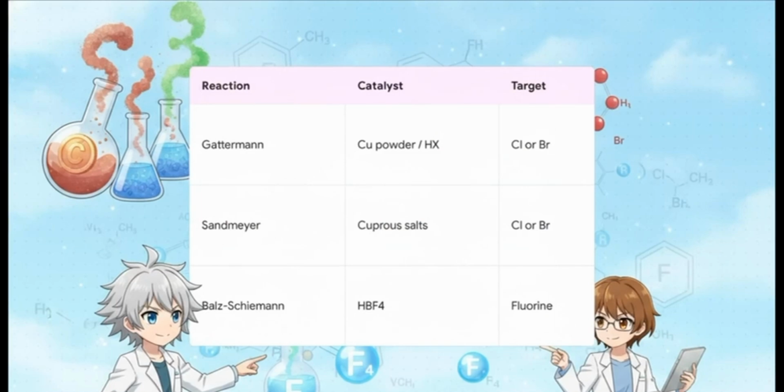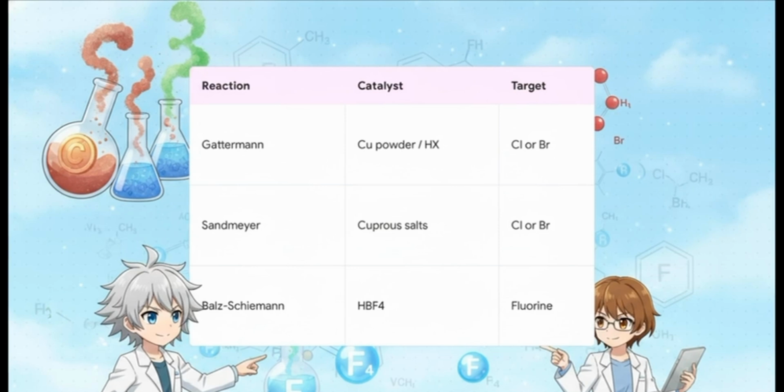To pull it all together, here is your high-yield summary table for quick reference. Honestly, feel free to pause and screenshot this right now. Up top, we have our Gattermann with copper powder targeting chlorine or bromine. Then we have our Sandmeyer with cuprous salts, also targeting chlorine or bromine.